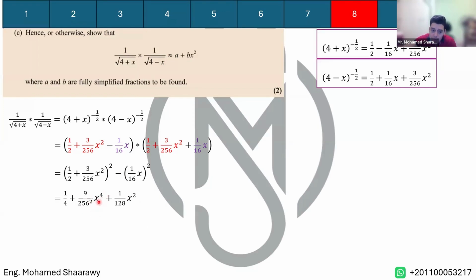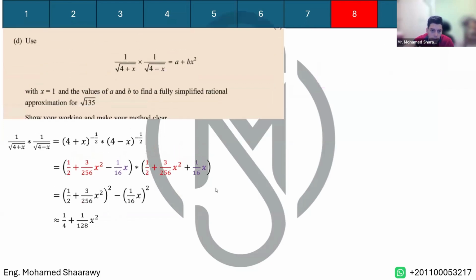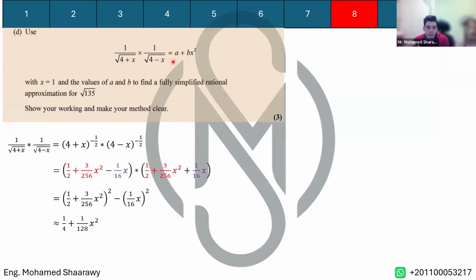Actually, x cannot be except less than 1 over 4 because this expansion is only valid if x is less than 4, sorry, if x is less than 4. So imagine 9 over 256 squared multiplied by a number which is less than 4 to the power of 4. This will be a very, very small and non-significant value. Maybe that's why he approximated this into 1 over 4 plus this one only. Yes, this makes sense.